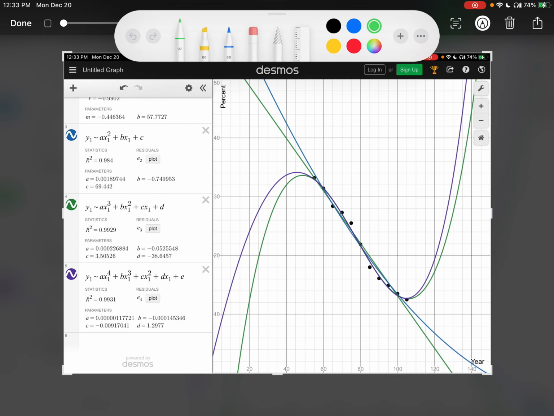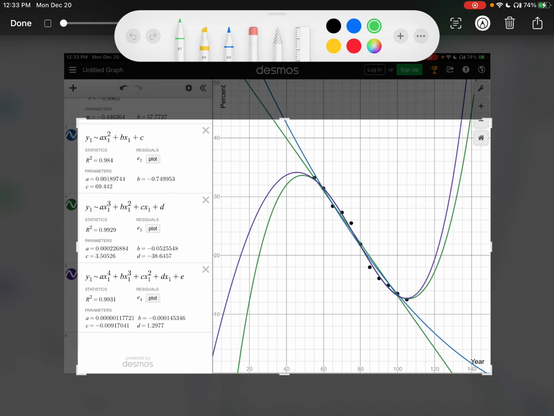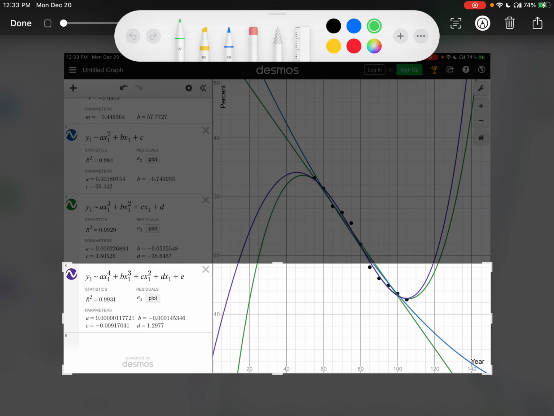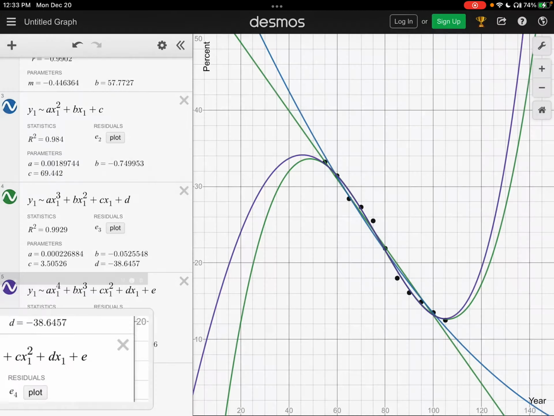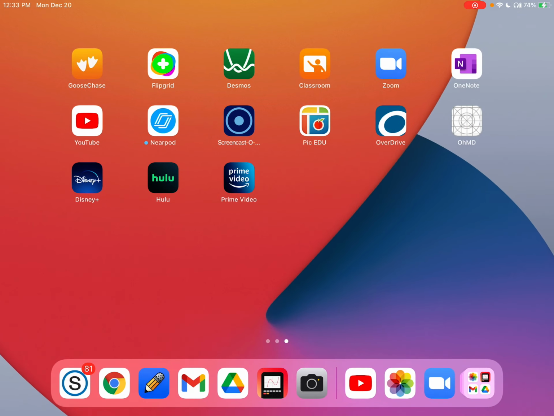And what I would like you to do, look at the r squareds. Every time we do an r squared, do you notice that the higher degree, the more accurate r squared becomes? And that's simply because of the nature of, well, math. All right, so now I'm going to go back to Notability.